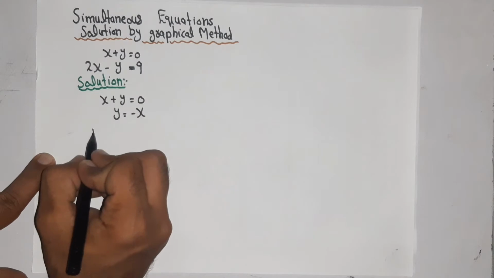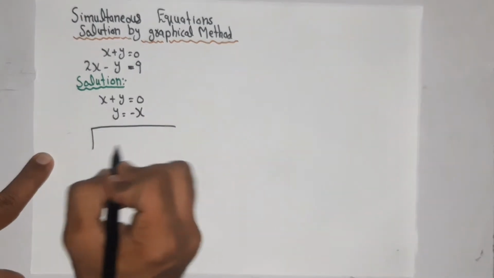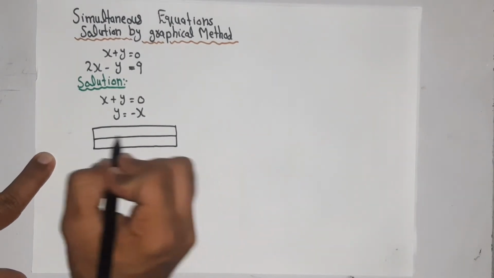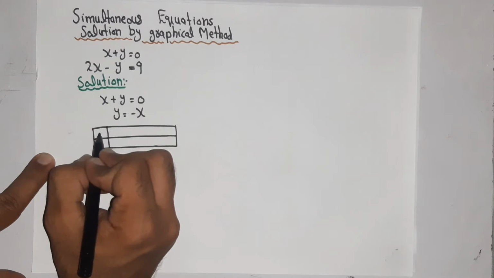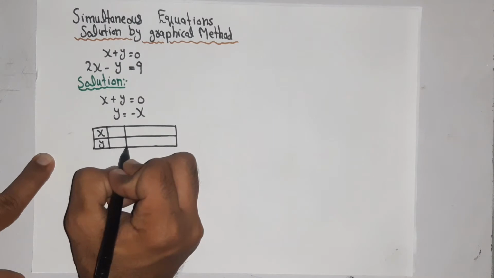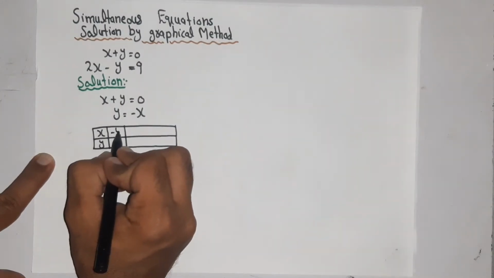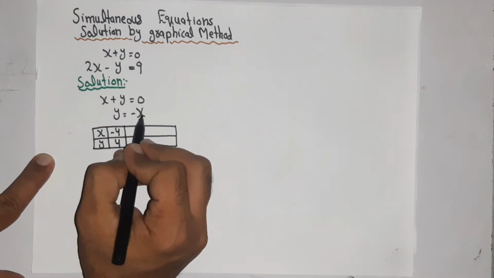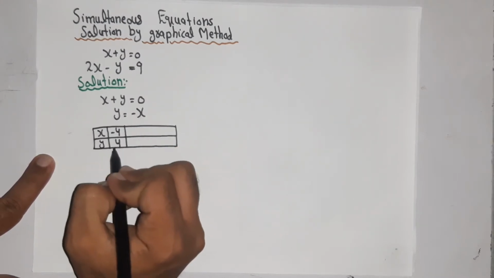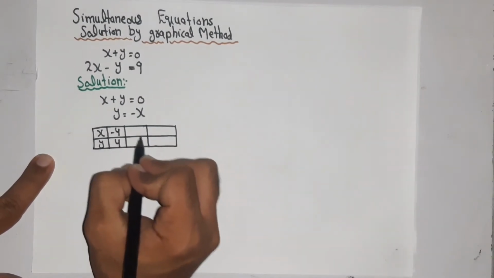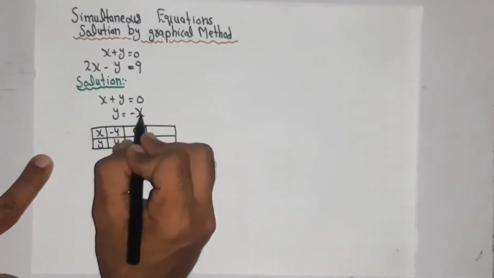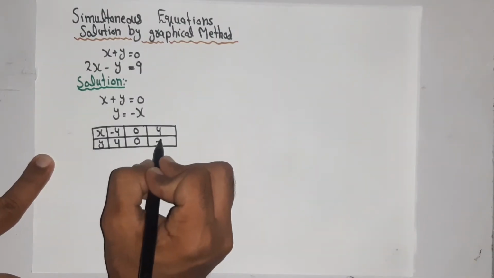Now we are going to draw the table to find the coordinates. We can simply find the coordinates because y equals minus x. If we take minus 4 as the value of x, y will be positive 4, because x is negative and y equals minus x. So if x equals minus 4, minus minus is plus, and y will be 4. If we take 0, y will also be equal to 0. If we take the value of x as 4, y will be minus 4.